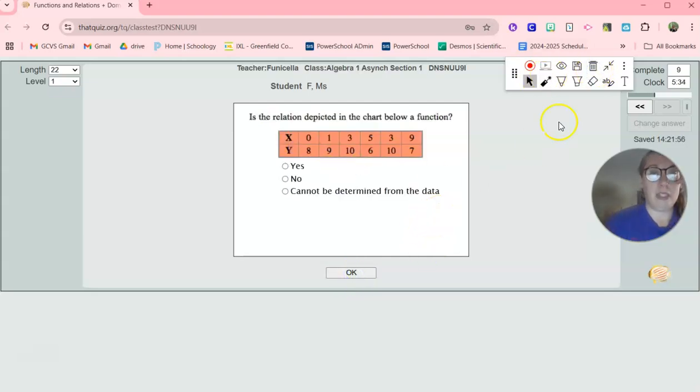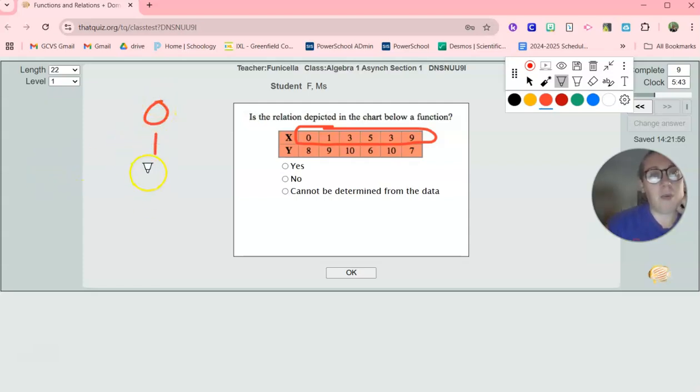Is the relation depicted in this chart below a function? So look at the x values. Are there any repeats? Sometimes it helps to write them down again. 0, 1, 3, 5. Ooh, another 3. That's bad. That means we have a problem.